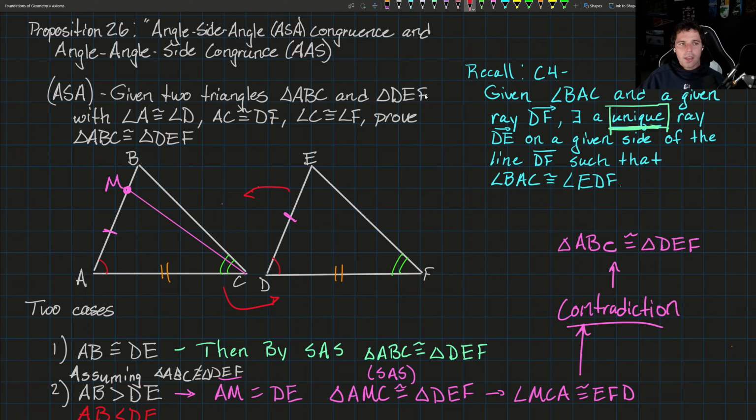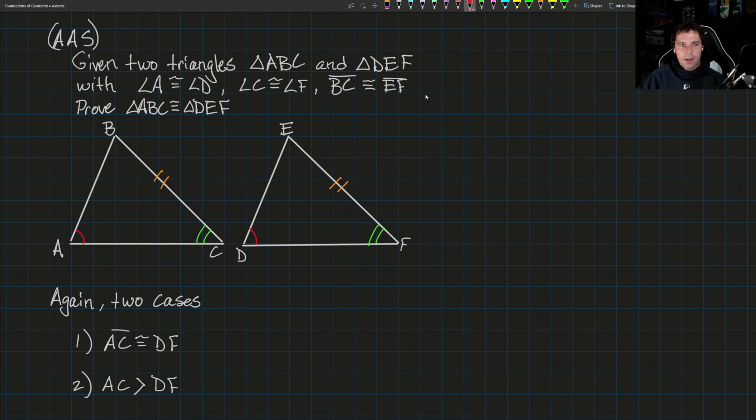And we're going to get a really similar case for AAS, right? So given two triangles, triangle ABC and triangle DEF, with angle A congruent to angle D, angle C congruent to angle F, and line BC congruent to line EF, we want to prove that these two triangles are congruent. Okay, so like I did before, everything that we are given is marked, right? So angle A congruent to angle D, angle C congruent to angle F, and BC congruent to EF. And again, there's two cases. In this case, though, we are focusing on this middle segment, right? So the goal in all of these is really to try and get to SAS, which then proves it for us.